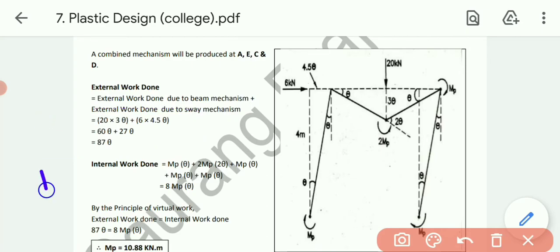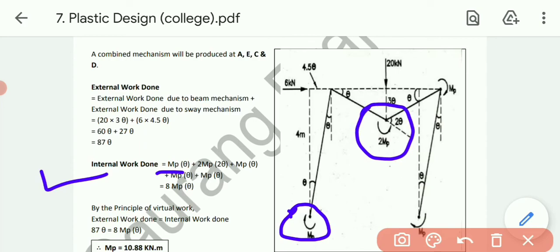Talking about internal work done, in the frame the moment is MP, while in the beam the moment is twice MP. Remember this one. First of all, for the vertical leg fixed support MP into theta, then for the beam twice MP, so twice MP into 2 theta. Then this point is common between these two. Over here in the beam mechanism it is twice MP, while in the frame it is MP. I have told you earlier also, whenever at the common point we are getting two different MPs, always consider the minimum. So I will consider it as the minimum.